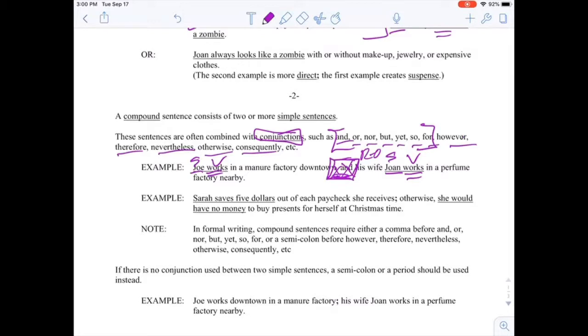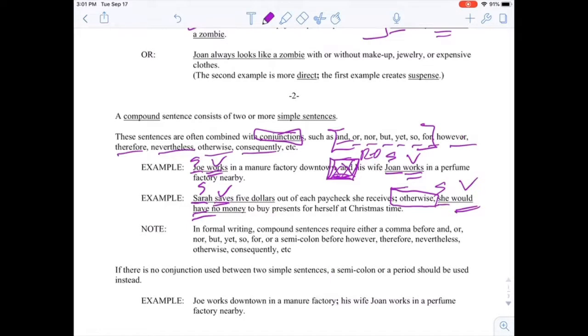Another example. Sarah saves $5. Sarah is the subject, saves is the verb. And then she would have no money. So she, the subject, would have, the verb, and no money is the object. We join these 2 together, but this time with a semicolon, a conjunctive adverb, and a comma.